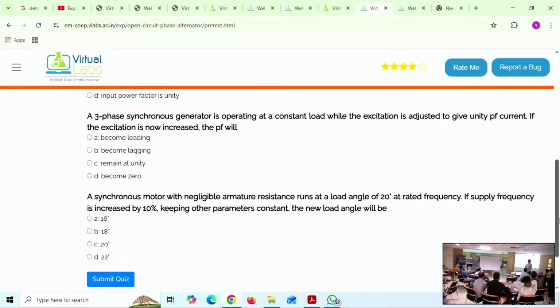Okay, we'll see. Next, a three-phase synchronous generator is operating at a constant load, while the excitation is adjusted to give unity power factor current. If the excitation is now increased, I think we discussed this. When the excitation of the alternator is increased, what will happen?